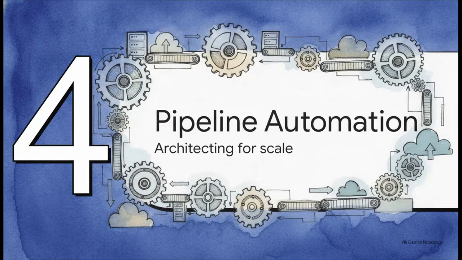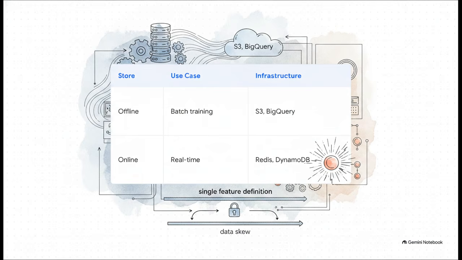Okay, let's get into the nuts and bolts with section 4, pipeline automation and architecture. A really major component of an automated pipeline is the feature store, which uses this brilliant dual storage architecture. The offline store is optimized for massive batch training jobs using historical datasets.